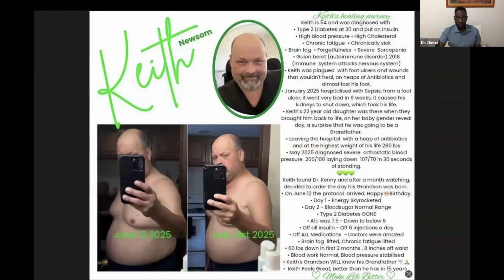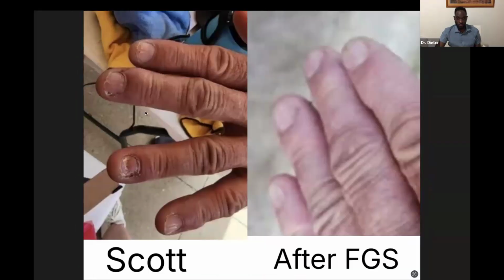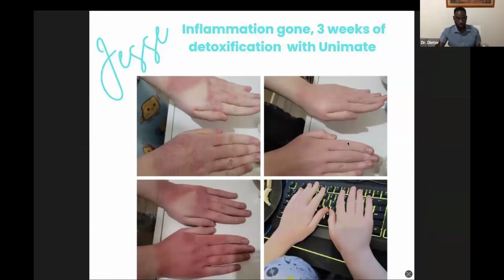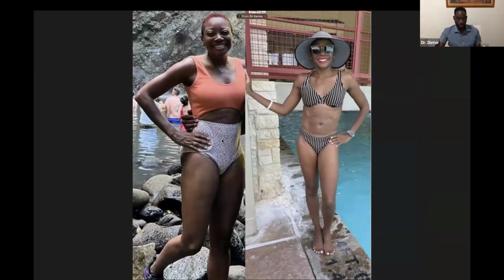And then, sorry, I forgot to warn you. I'm going to have Keith talk a little bit. So I'm actually going to go back to Keith and his foot wound, but I wanted to show you the finger changing here. You can see inflammation gone in 3 weeks, detoxification using that. So if you're a child and you look like this, there's relief.